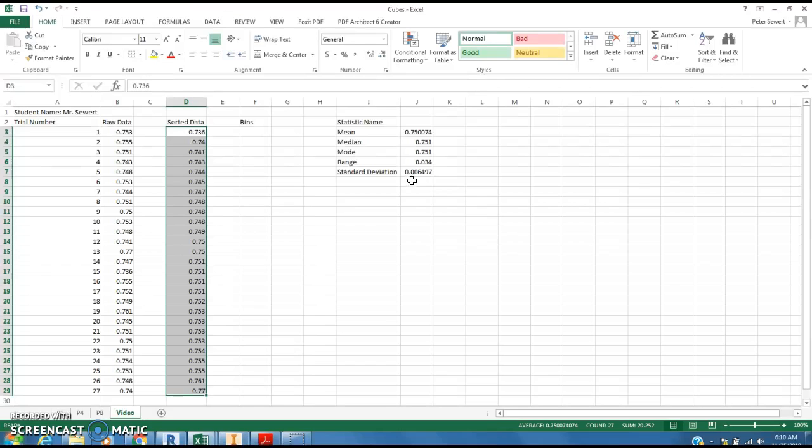What we're going to do is take any cube that has a size within 2 standard deviations. So we're just going to go to the third decimal place here. That means that any cube that is, here's our mean, which is 0.75, plus 0.006 times 2, in other words 12 thousandths. So it's 0.750 plus 12 thousandths, which would be 0.762, and 0.750 minus 12 thousandths, which would be 0.738.